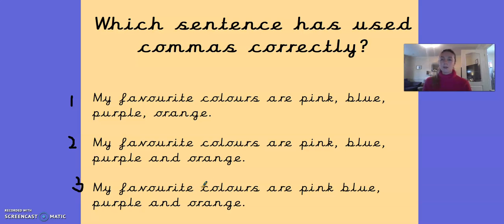Let's have a look together. Let's start by looking at the first sentence. My favourite colours are pink, blue, purple, orange. I can't see that they've used the word and to list the last one, so this one hasn't used them correctly. Sentence number 2. My favourite colours are pink, comma, blue, comma, purple and orange. Yep, I agree that one's used commas correctly, so let's check this last one. My favourite colours are pink, blue, purple and orange. So they have forgotten their comma here. So sentence number 2 is correct.